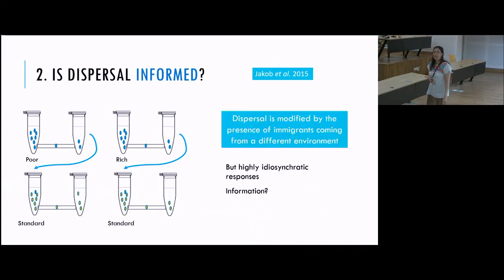The conclusion for me is that indeed they found that dispersal is modified by the presence of immigrants coming from a different environment, and they're really excited about that because they think that there's really information conveyed about the nature of the environment by individuals that move across the landscape. But this is highly idiosyncratic, and it's not very clear to me what is the information that is conveyed about the environment.